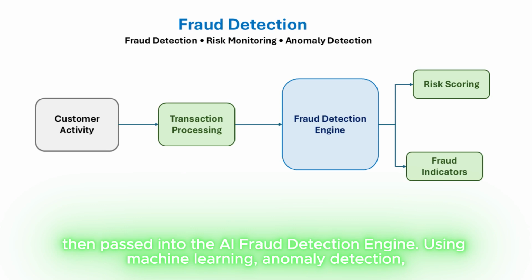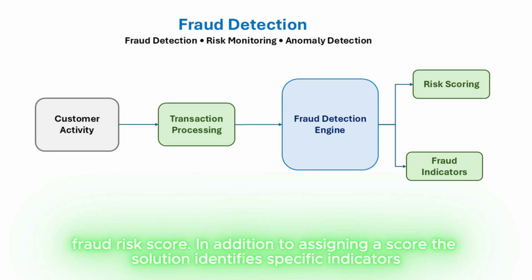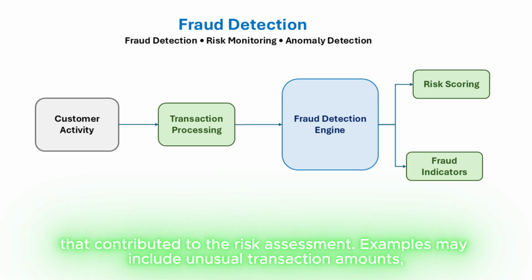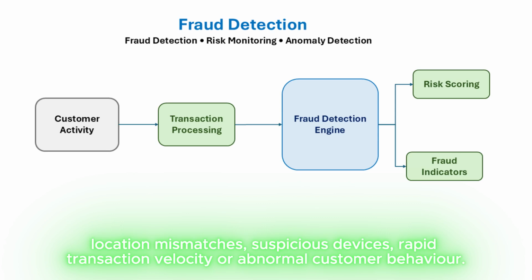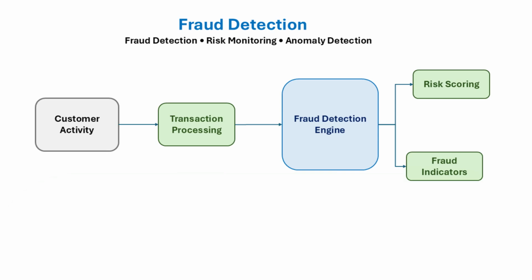Using machine learning, anomaly detection, behavioral analysis, and pattern recognition, the platform evaluates the activity and calculates a fraud risk score. In addition to assigning a score, the solution identifies specific indicators that contributed to the risk assessment. Examples may include unusual transaction amounts, location mismatches, suspicious devices, rapid transaction velocity, or abnormal customer behavior. Based on the resulting score, activities are categorized into low, medium, or high-risk groups.